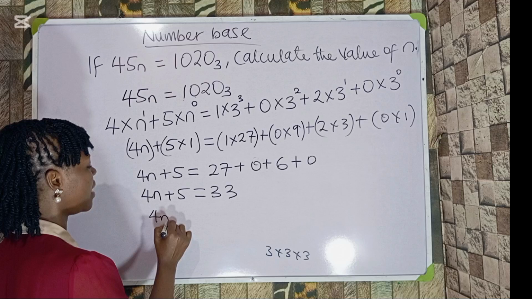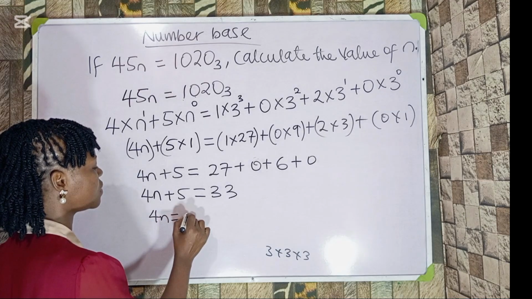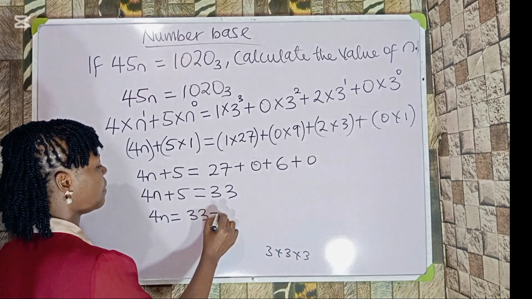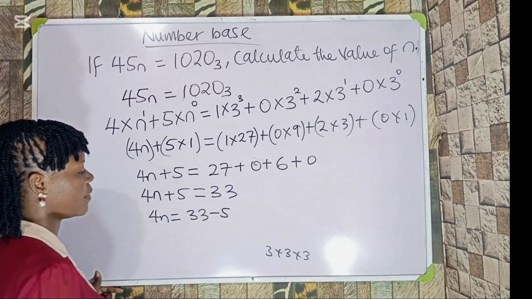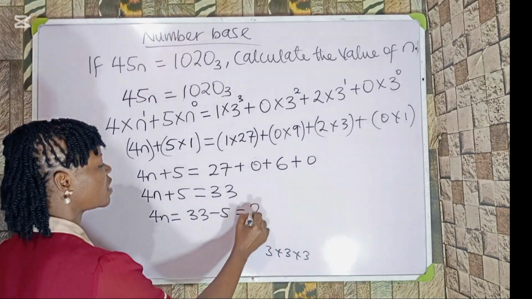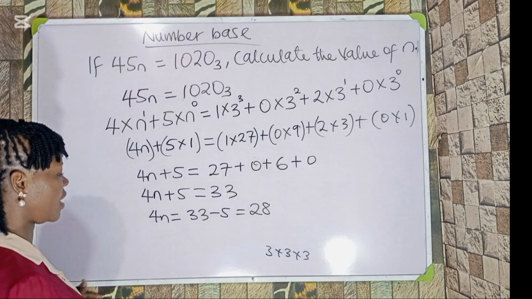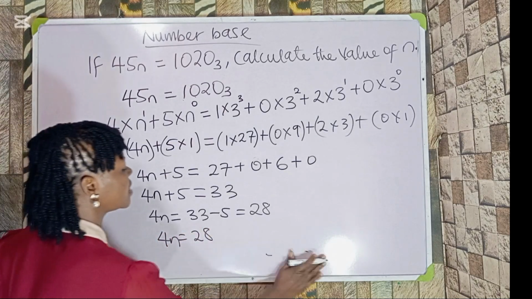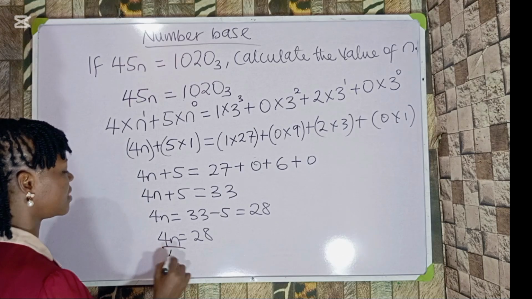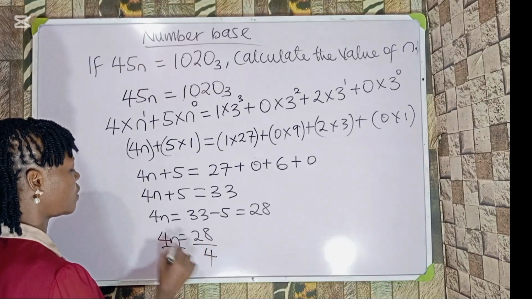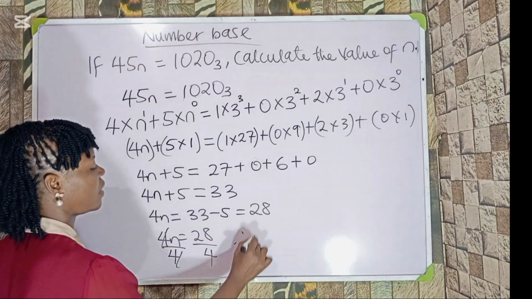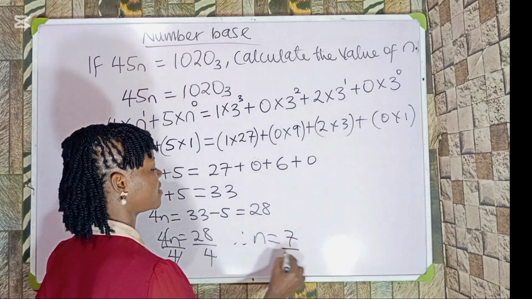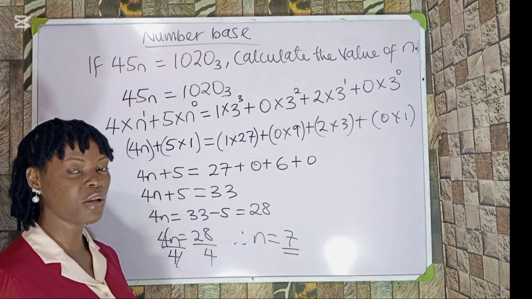So I will say 4n is equal to 33 minus 5, right? That's going to give me 28. Okay, so I have 4n is equal to 28. Now we divide both sides by 4. Therefore, n is going to give me 7. For this particular question, the value of n is 7.